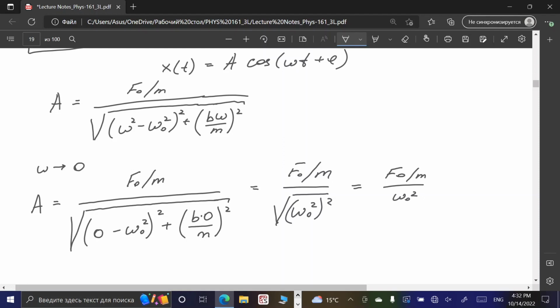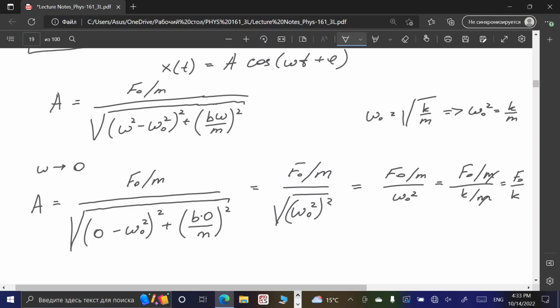So now, when we recall that omega naught is equal to square root of k over m, we can write for omega naught square k over m. So we substitute it here. We get F naught over m divided by k over m. We cancel out mass and we get F naught over k for the amplitude.